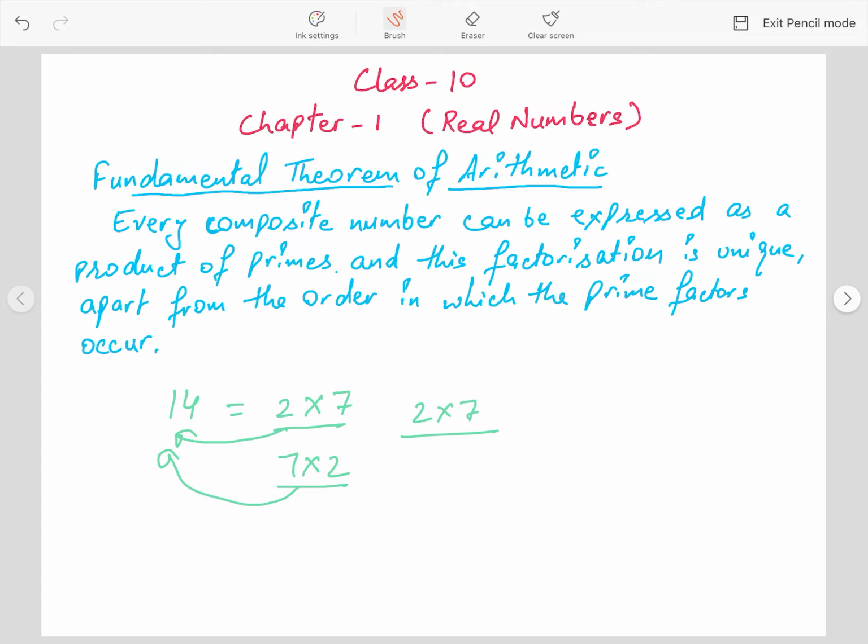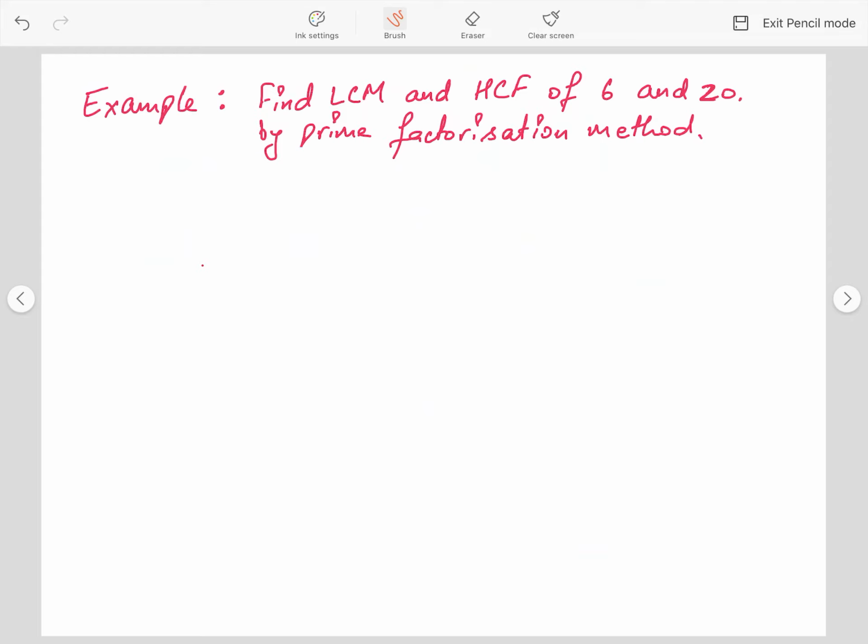Now we will learn to find HCF and LCM of two positive integers using the fundamental theorem of arithmetic. This method is also called the prime factorization method. Let us take one example. Find LCM and HCF of 6 and 20 by the prime factorization method.